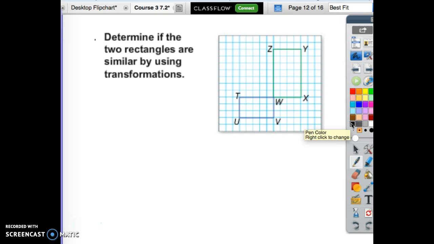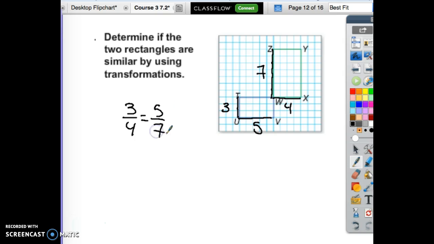Okay, next example. We have two rectangles this time. So technically we should take all the sides, but since these two are equal and those two are equal, we can just look at the two sides and the relationship. So this side corresponds with this side, so that's 3/4, or 4/3 if I would have gone the other way. And then 1, 2, 3, 4, 5 to 1, 2, 3, 4, 5, 6, 7. So 5/7. Does 3/4 equal 5/7? I don't think so. I can't make it equal, so these are not similar.